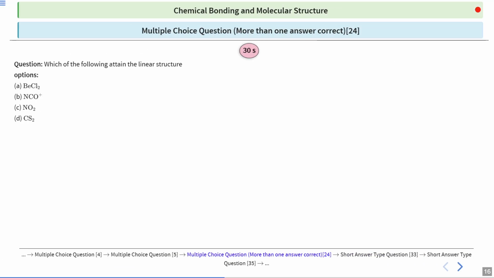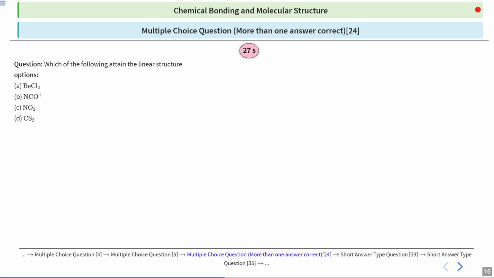Okay, moving on to the next question. In this question, you have to say which of the following attain the linear structure. This is a multiple choice question with more than one correct answer. So there can be more than one answer that is correct. You have to look at each of these. So your time starts now.